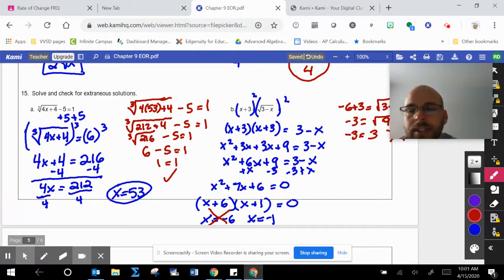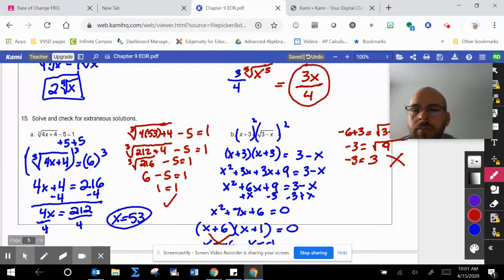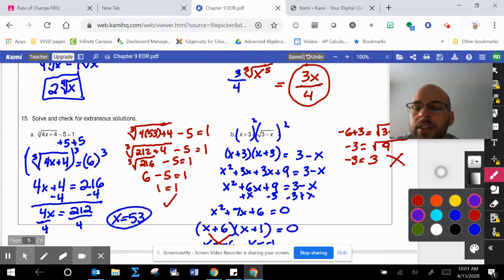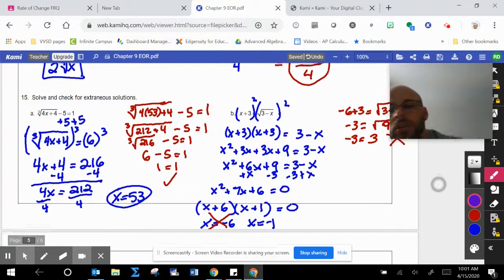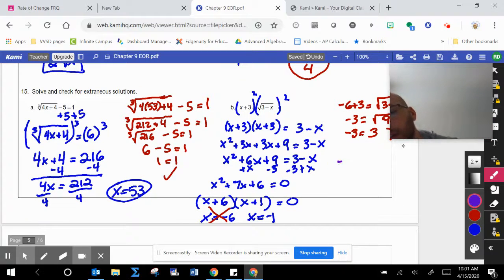Therefore, -6 is extraneous. Okay, we got it as an answer when we started, but when we substitute it back in, it does not work. That is an extraneous solution. All right, so let's check the other one. Let's check -1. So if I have -1 plus 3 equals the square root of 3 minus -1. -1 plus 3 is 2 equals the square root of 3 minus -1. That's going to give me a 4. Square root of 4 is 2.